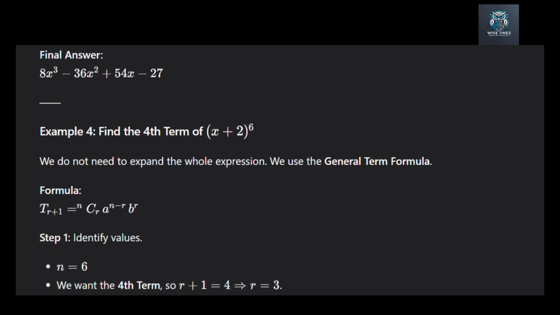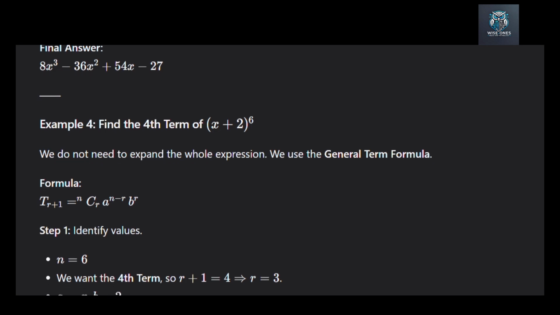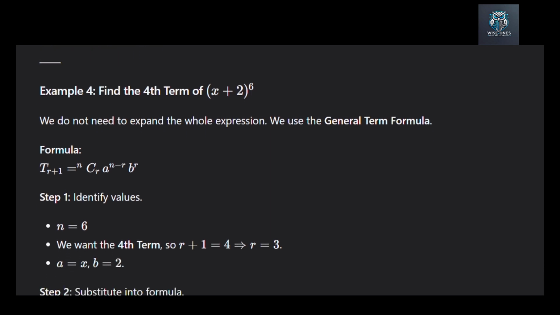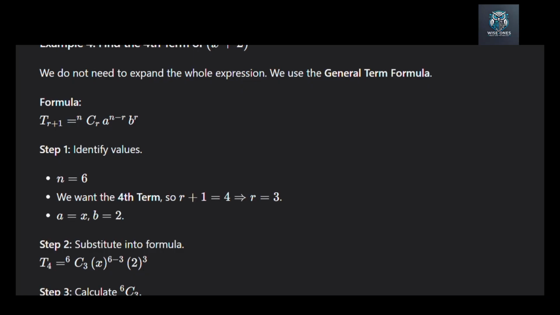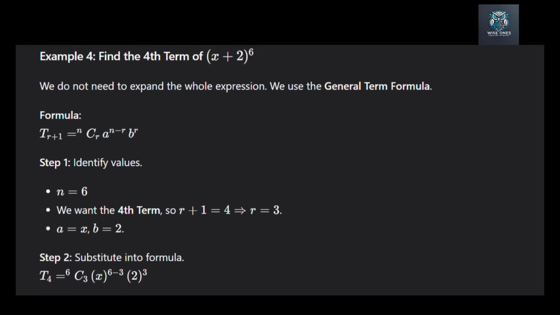Now, sometimes we do not need to expand the whole thing. We just need one specific term. Example 4. Find the fourth term of (x + 2) to the power of 6. We use the general term formula. The formula says the term number r plus 1 equals n choose r times a to the power of n minus r times b to the power of r.